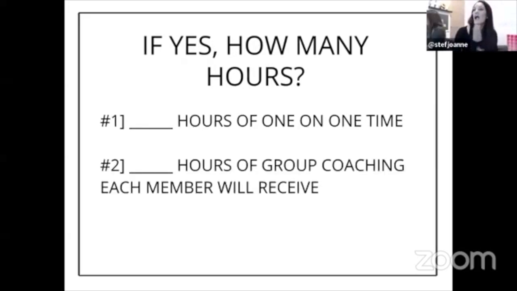How many hours of group coaching will each member receive? So maybe you're doing office hours or Q&A calls or group coaching calls. These are ways that your members will have access to you. So I want you to put in the total time, for the duration of this program, that they will have access to you in a group coaching format. So if you're not offering group coaching or you're not offering one-on-one, leave it blank.